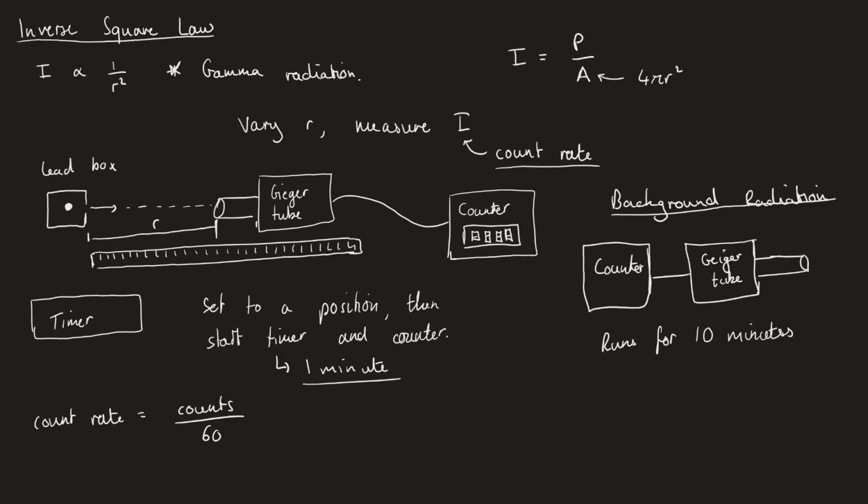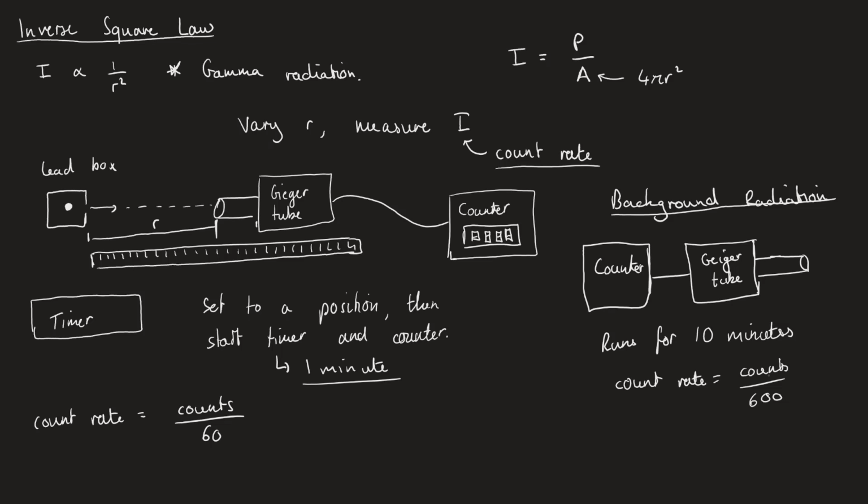The reason I'm running this for 10 minutes is just to make this a more accurate value, because I'm going to have to apply this across every single measurement that I take of the counts. Then my count rate due to the background radiation is going to be the number of counts that I get from this Geiger counter divided by 600, or 10 minutes. I want these count rates to be per second.